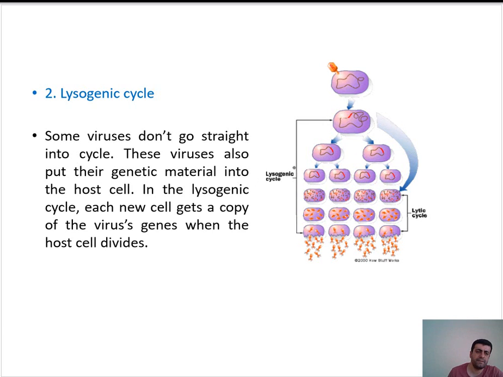Lysogenic cycle is another kind of reproduction of viruses. Some viruses do not go straight into the lytic cycle. These viruses also put their genetic material into the host cell. In the lysogenic cycle, each new cell gets a copy of the virus's genes when the host cell divides. Mostly the lysogenic cycle is an inactive part of reproduction. When they become active, the lytic cycle starts.